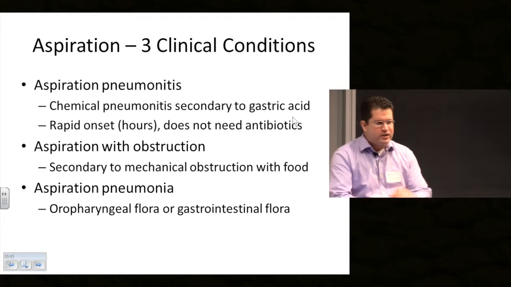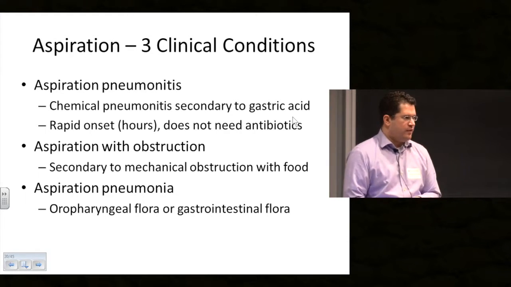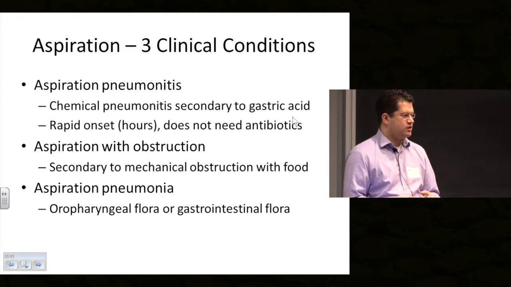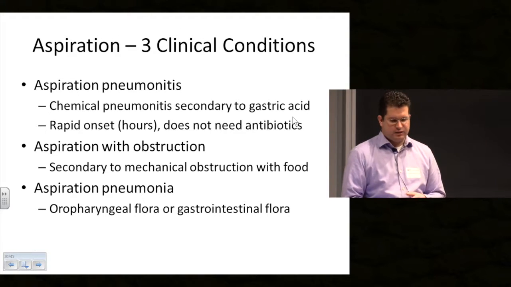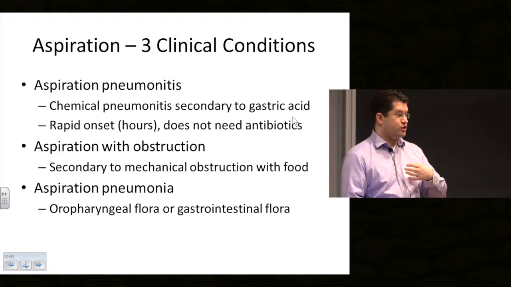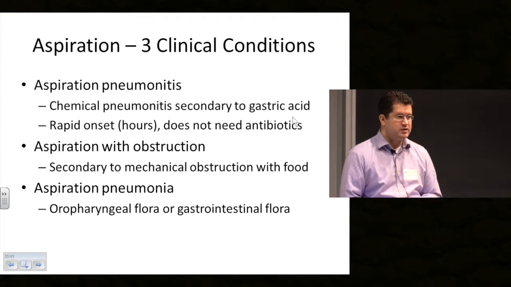So we think about aspiration, and we talk about this a lot, and there's three ways of looking at aspiration, three clinical conditions. So there's pneumonitis, and this is a chemical reaction to mainly gastric acid that's in the lungs. It comes on rapidly after aspiration. Patients can be very sick, have consolidation and changes on x-ray, can have fever, but it's not an infection, and antibiotics are not the answer. Aspiration with obstruction is when people have massive aspiration and they mechanically obstruct their airways.